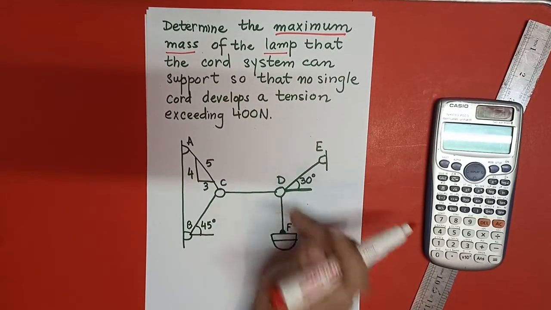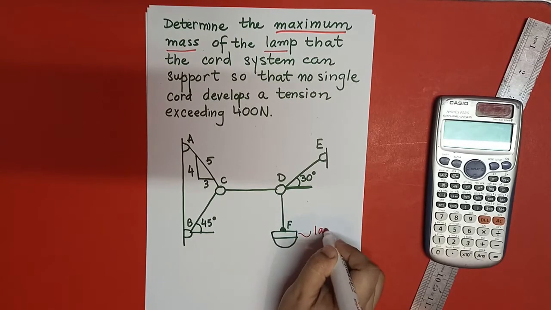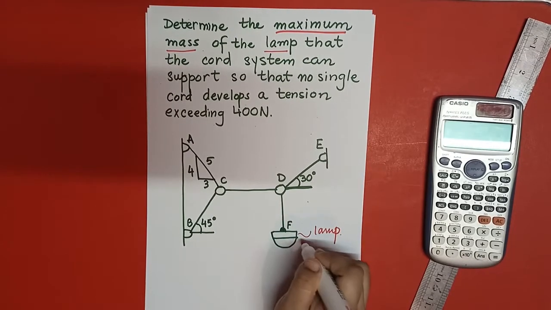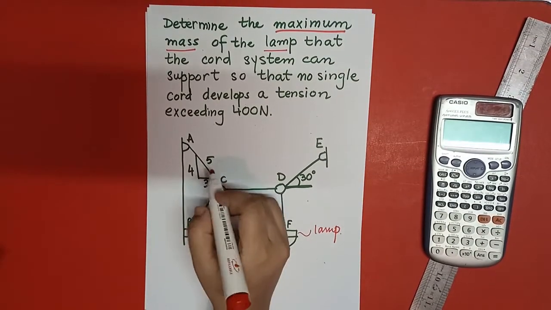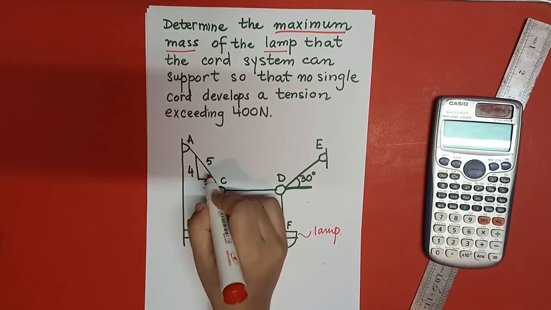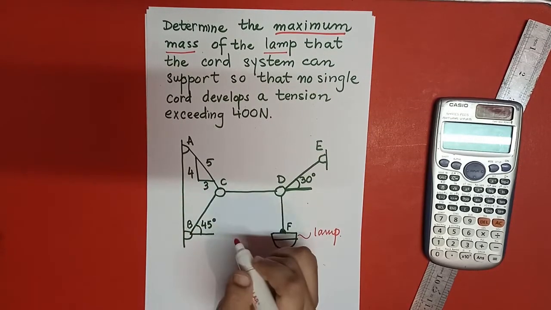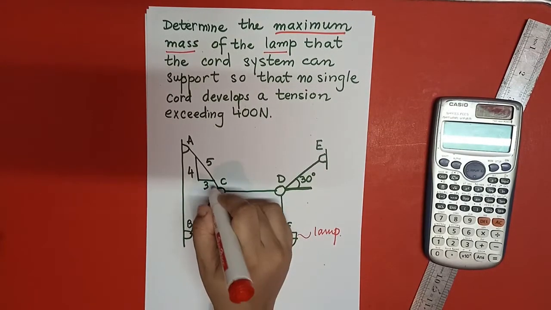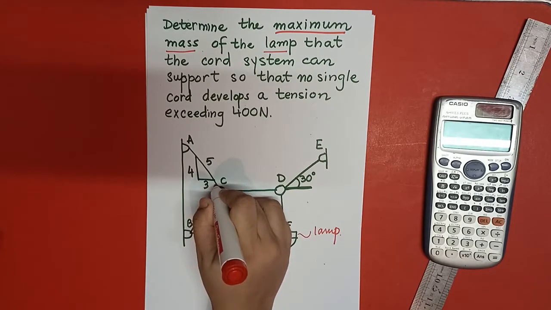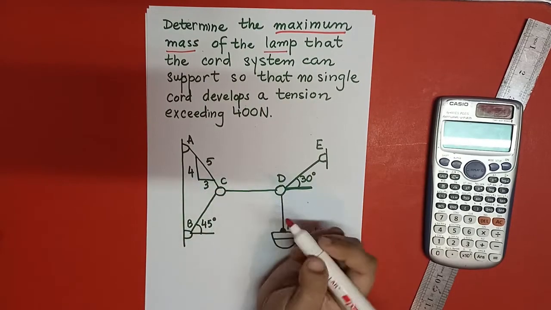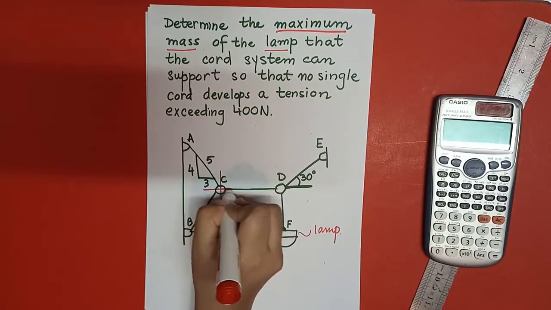So we are left with points C and D. You can see the lamp is hanging at point D, and we have to calculate the mass of this lamp. At point C, all the tensions are unknown, which are TCD, TCA and TCB, but the value of the tension should be less than 400 Newton. If I resolve these tensions into components, how many forces should there be? First of all, I should make the free body diagram at point C.